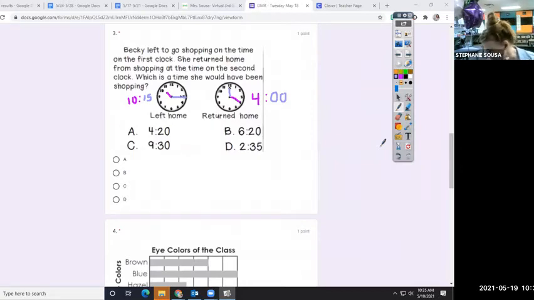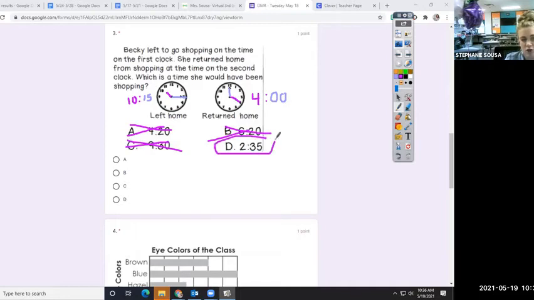It's a long shopping trip. I don't have that in me. The question is, which one of these times is between then? Well, 4:20 is later. 6:20 is definitely later. 9:30 is before 10:15, and 2:35 is after 10:15 and before 4 o'clock. So it could have been during the shopping window. So D is your correct answer.